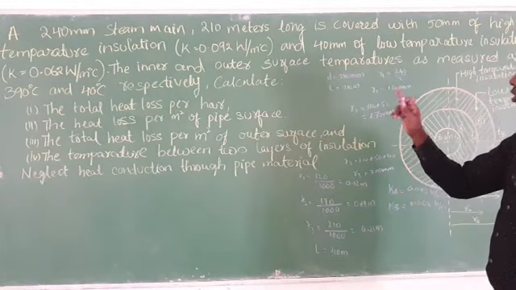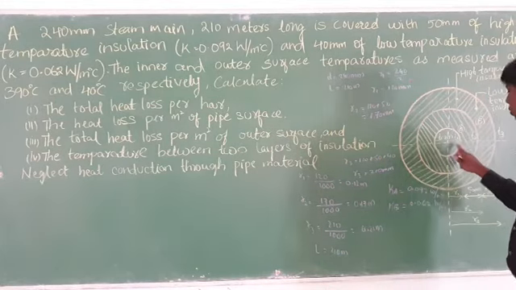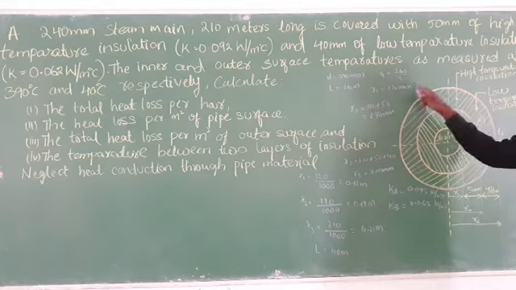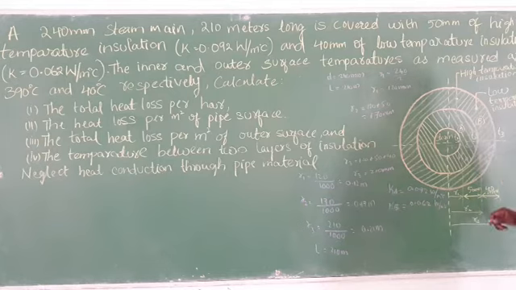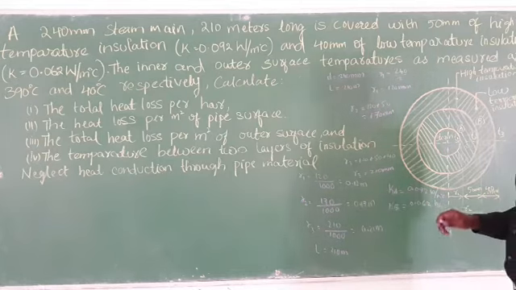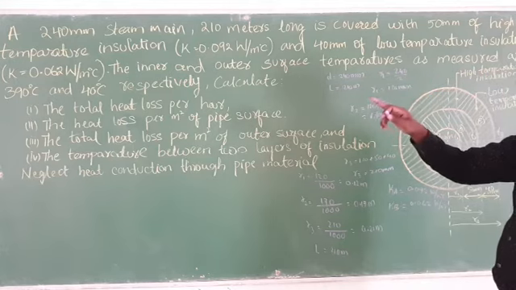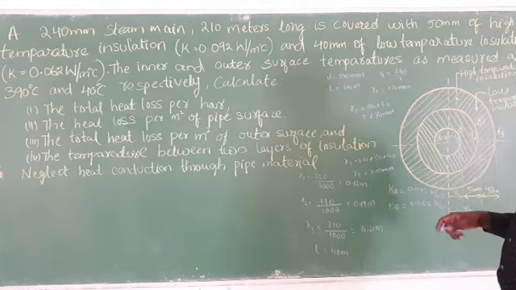The inner and outer surface temperature: T1 is known as the inner temperature and T3 is known as the outer temperature. Suppose another insulator is there, then T4 is known as the outer temperature. The inner and outer surface temperatures are measured as 390 degree centigrade and 40 degree centigrade.